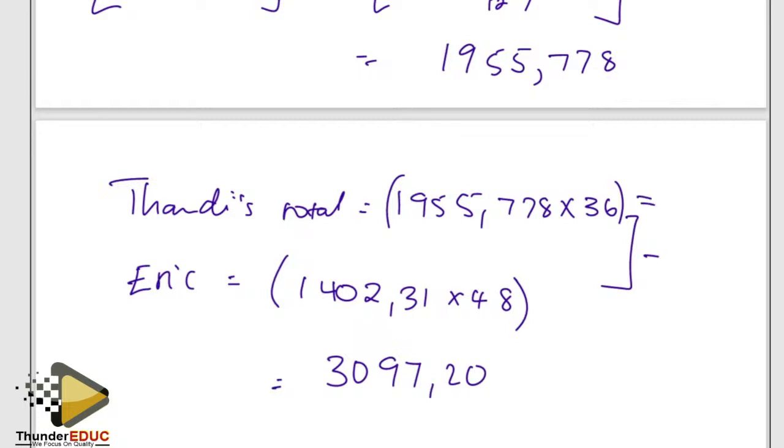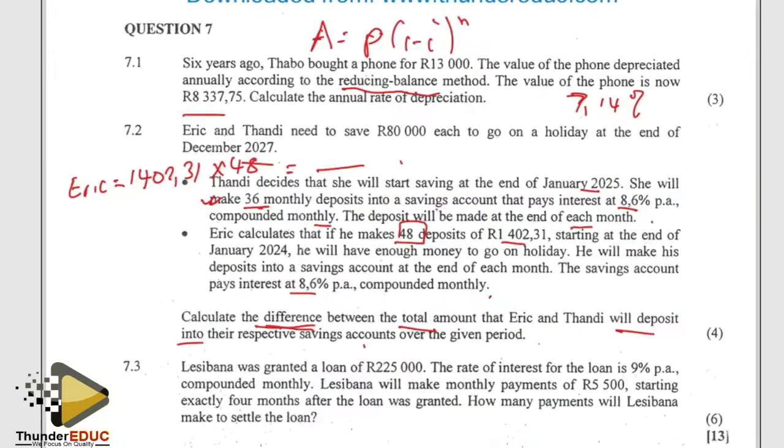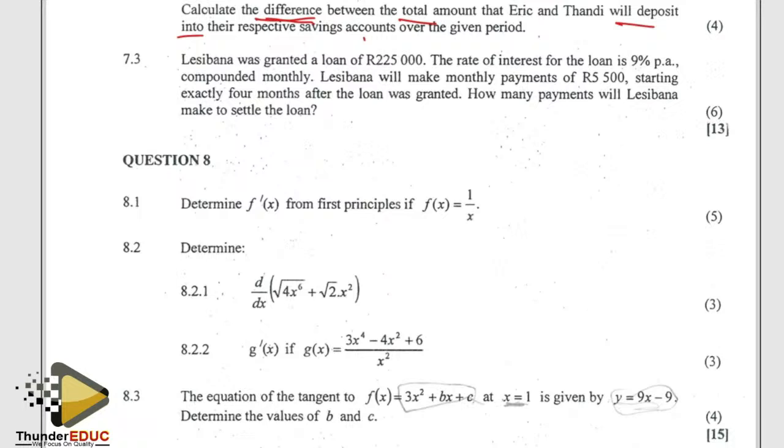Okay, because with Tandy I'm getting 70408,08, and then with Eric I'm getting 67310,88. Please, you can confirm that with the calculator. Then when you subtract, this is how much of the difference will be made.